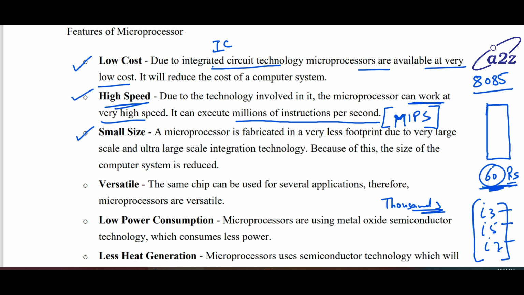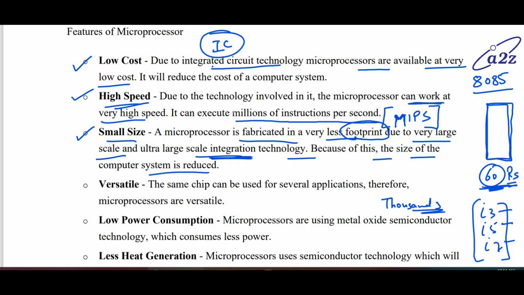Next is small size. As I told you, this is the size of the processor. The processor is fabricated in a very small footprint. Footprint is just a phrase. This is due to very large scale and ultra large scale integration technology. Integration means again IC. Because of this, the size of the computer system is reduced. Earlier we had a computer of room size, but now you have a mobile device in your hand that contains the processor. The size of the computer has reduced from room size to palm size.